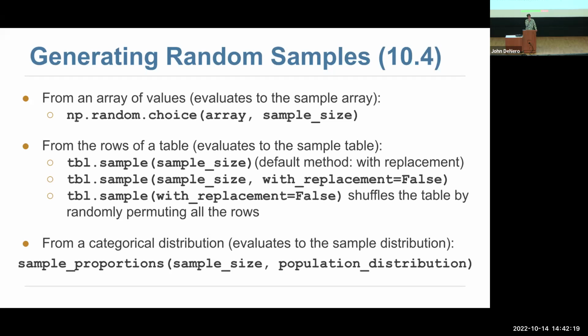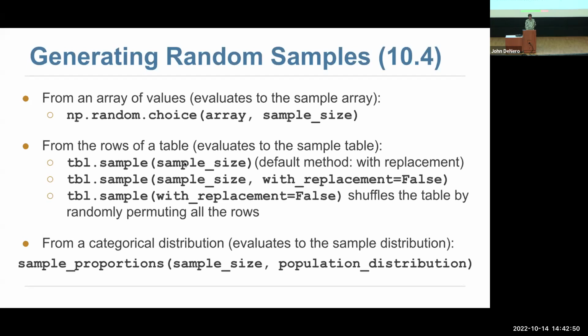np.random.choice always samples with replacement. Okay. If you have a table and you want some of the rows, then you can sample with replacement. You can sample without replacement.